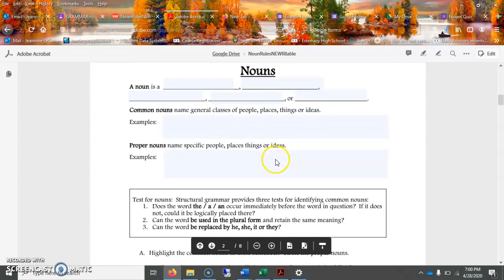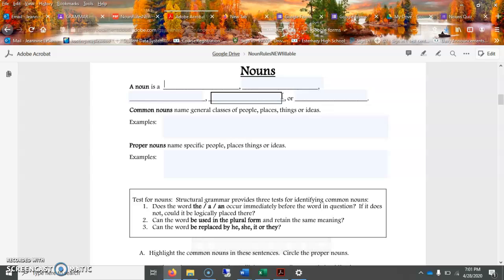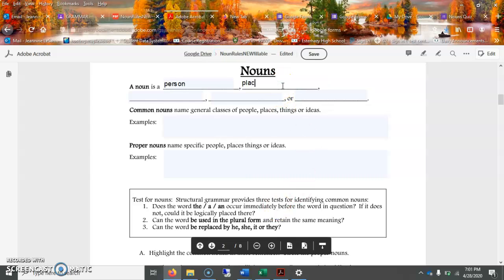So how this works is it should let you fill in the blanks. We're going to do this just like in class, where I would tell you what goes in the blanks. So a noun is a person, place, thing, idea, or concept. And as we said, we can capitalize: person, place, thing, and concept, idea.